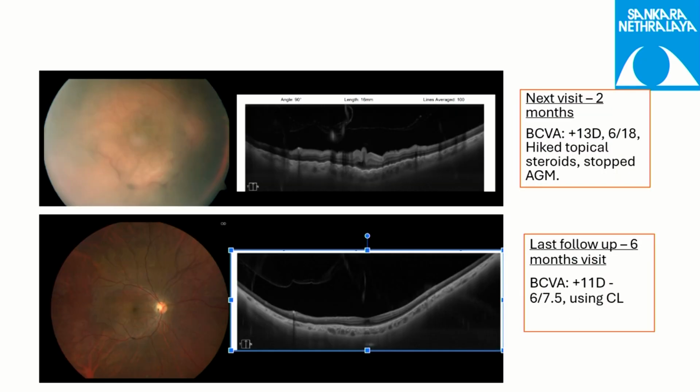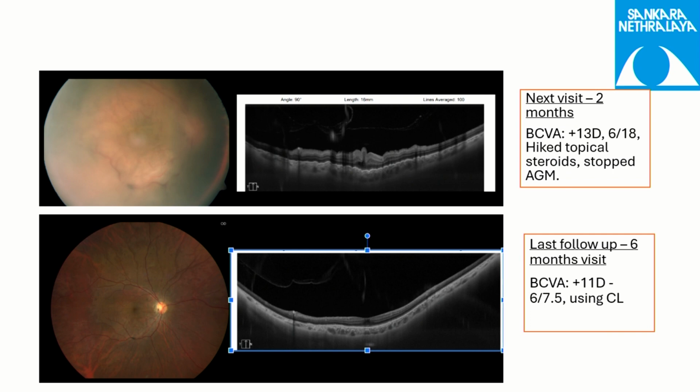In between we had reduced topical systemic steroids. He developed hypotony. Then he hiked up. So plus 11, he is 7.5 using contact lens. Very keen for SFIOL, but I have told him to wait.